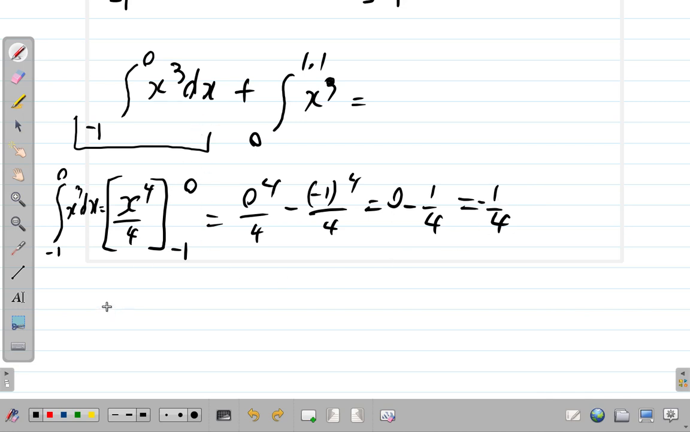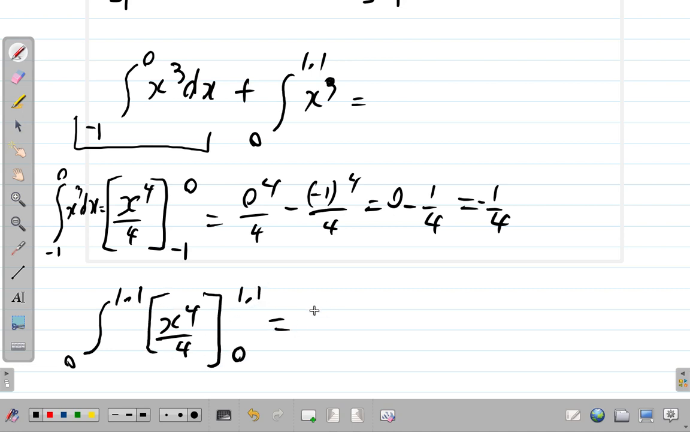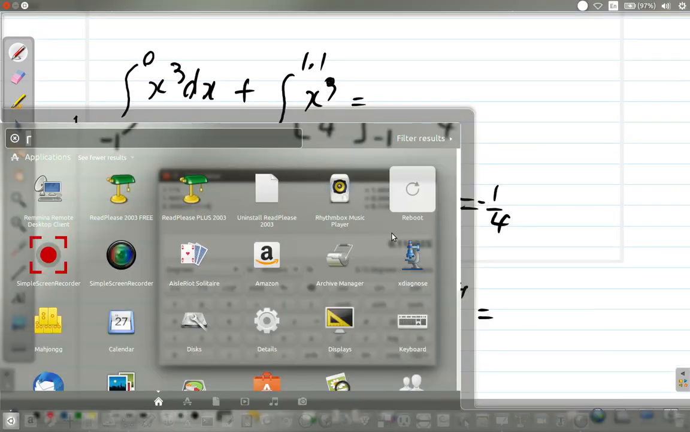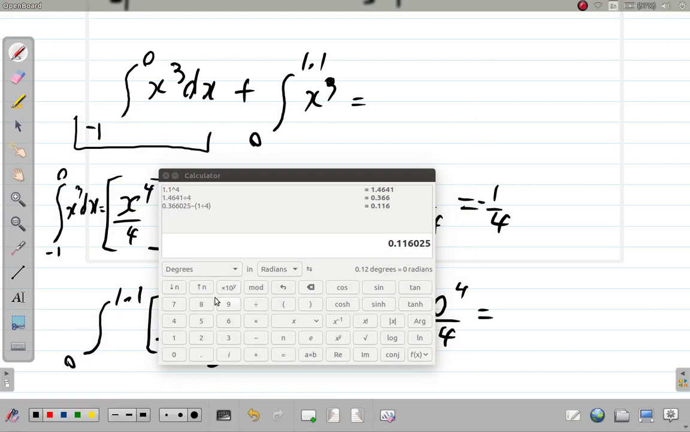Here, if you integrate from 0 to 1.1 now, what you'd have is x to the 4 divided by 4 from 0 to 1.1. So you're going to have 1.1 to the power of 4 divided by 4 minus 0 to the power of 4 divided by 4. What is 1.1 to the power of 4 divided by 4? Let's go to our calculator. What we have is 1.1 raised to the power of 4 equals, and that divided by 4 gives us 0.366.